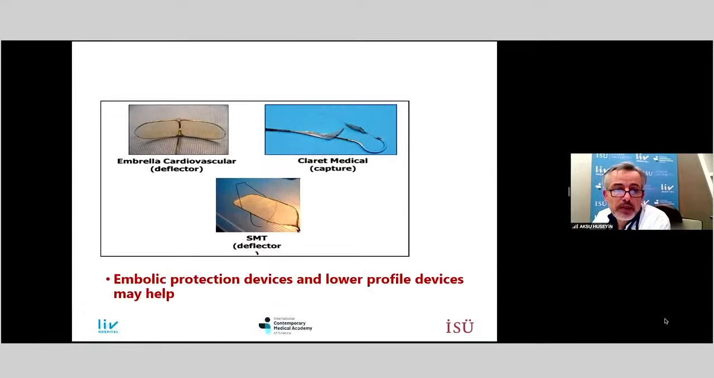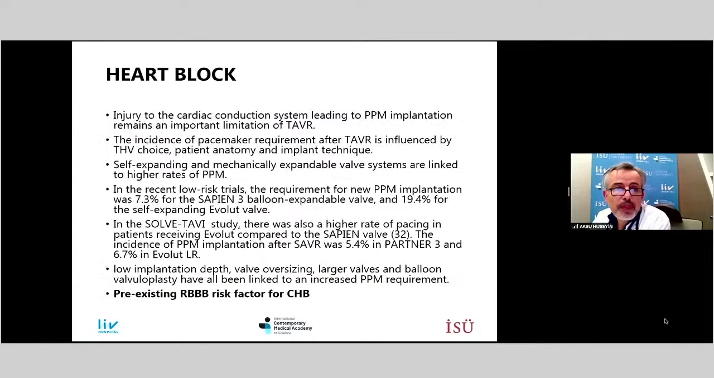Это примеры для защиты. Остановка сердца – это другая проблема. Может произойти во время операции. Это может произойти из-за анатомии пациента. Или непринятие импланта.